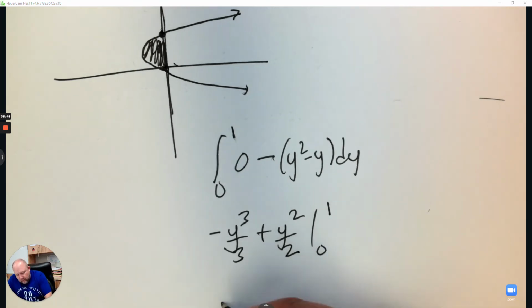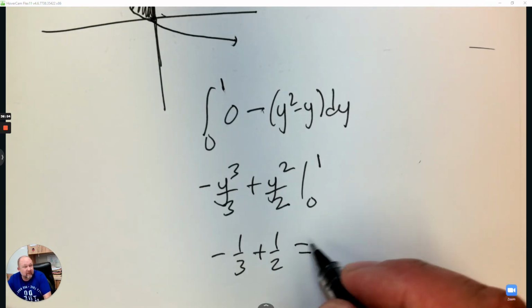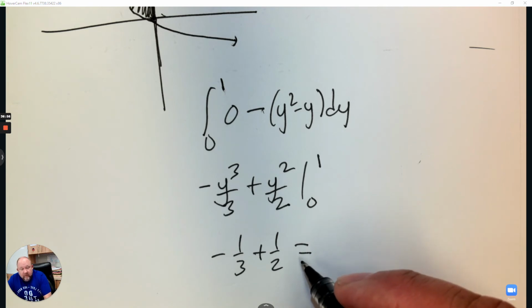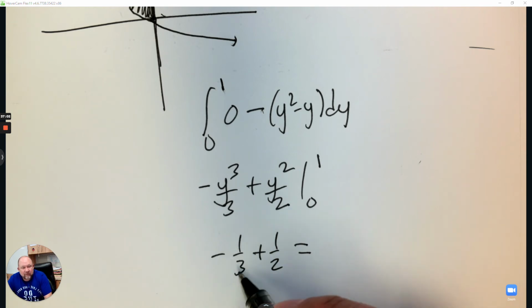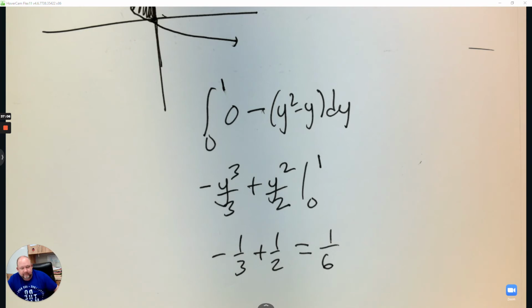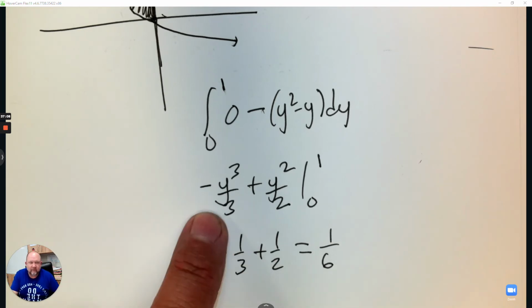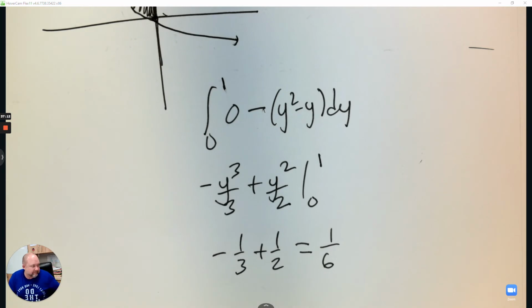And then you plug in 1. And then when you plug in 0, the answer is 0. Do you know what the answer is here? It's actually -2 plus 3. It's 1/6. -2 plus 3 is 1/6.